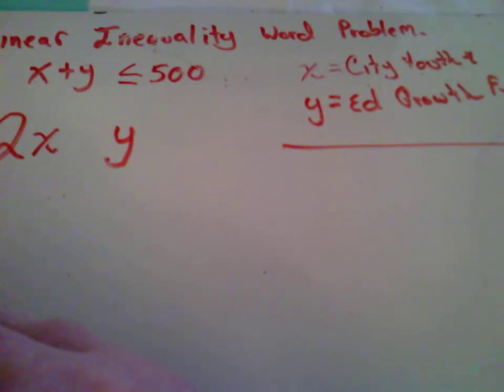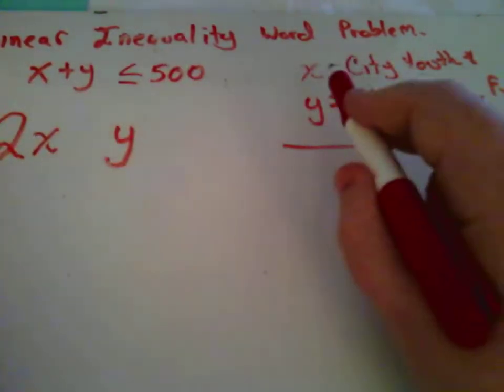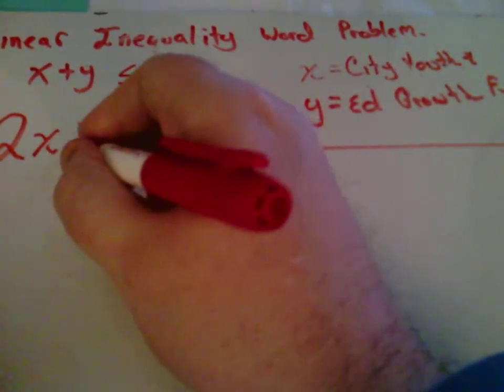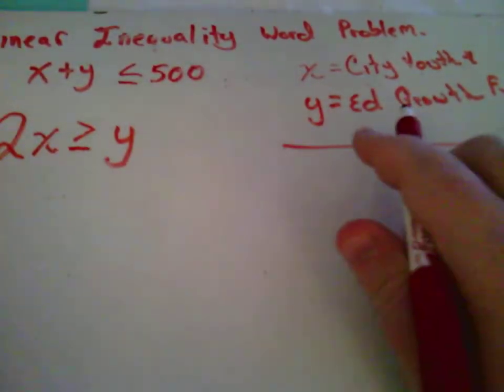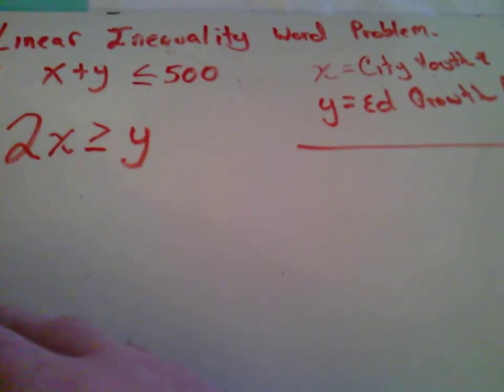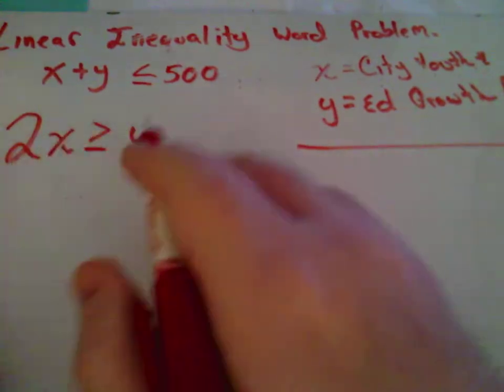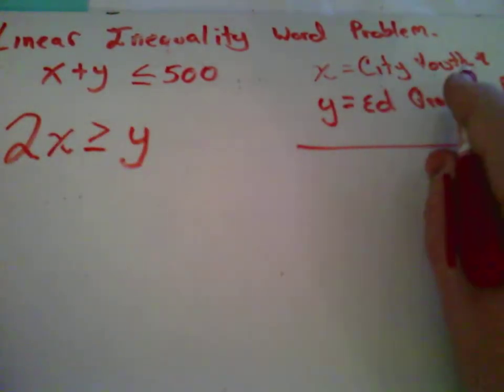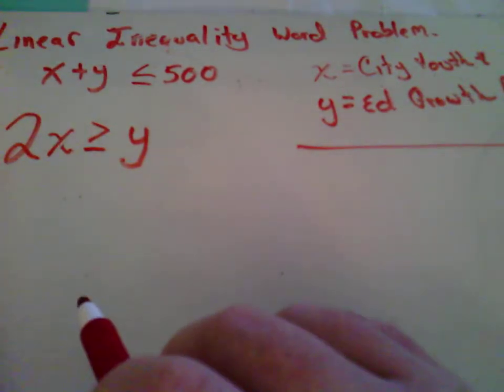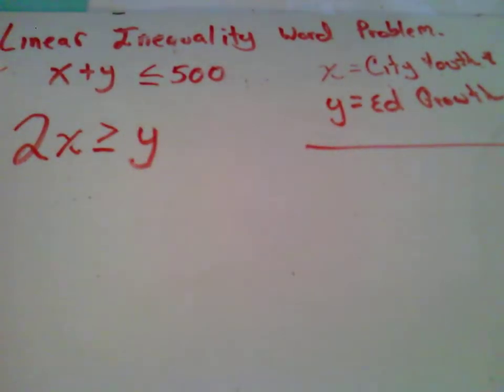It says here she wants the amount donated to the Educational Growth Foundation to be at least twice. So 2 times the City Youth Fund has to be greater than or equal to Y, the Educational Growth Foundation. Okay? 2 times the amount of money donated to the City Youth Fund needs to be greater than or equal to the Educational Growth Foundation. We're almost there.